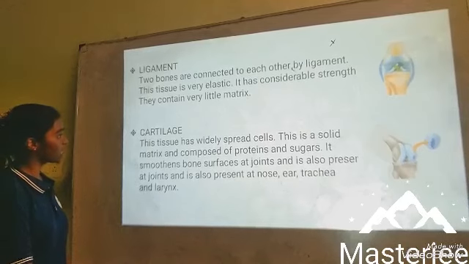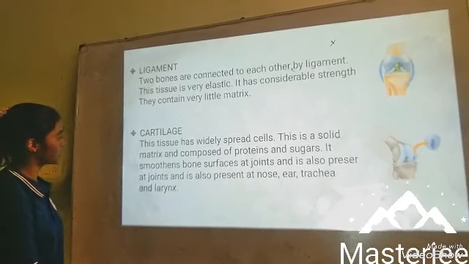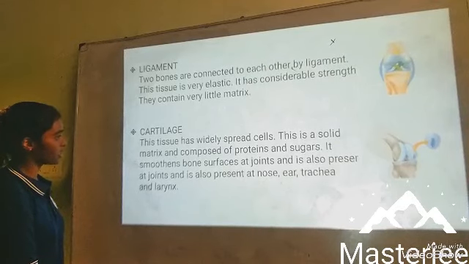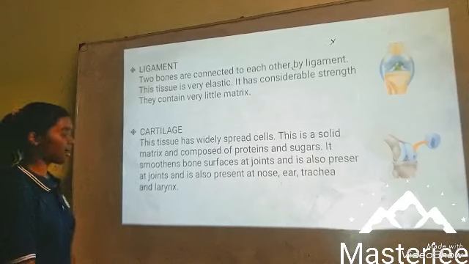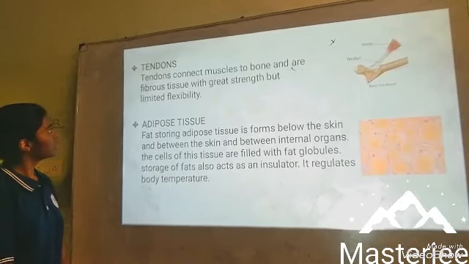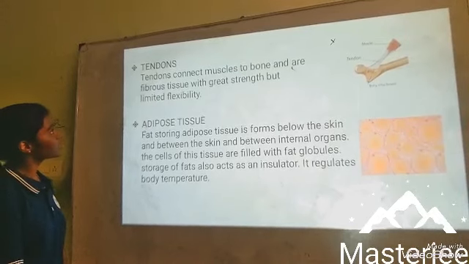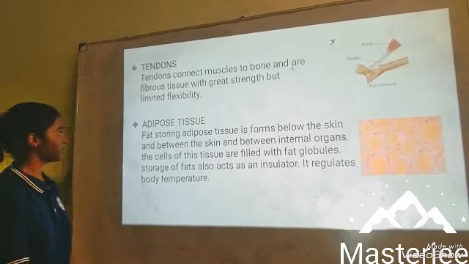Cartilage. This tissue has finely spread cells. It has a solid matrix composed of proteins and sugars. It smoothens bone surfaces at joints and is also present in the nose, ear, trachea and larynx. Tendons. Tendons connect muscles to bones and are fibrous tissue with great strength but limited flexibility.